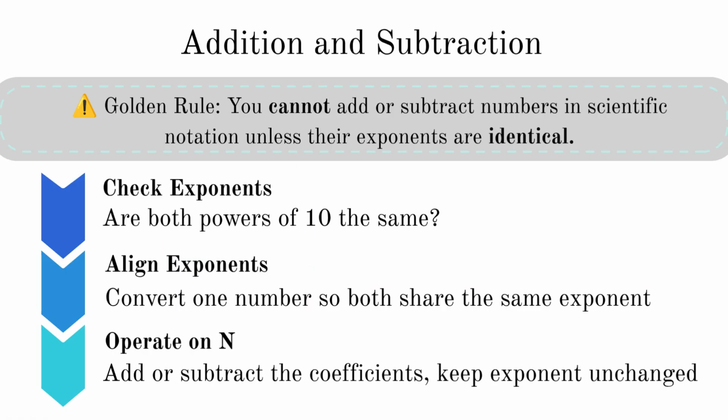Students, addition and subtraction are slightly different. Here we cannot directly add the coefficients unless both numbers have the same exponent. So always check, are the exponents equal? If not, convert one number so that both have the same exponent. Only then add or subtract the coefficients.